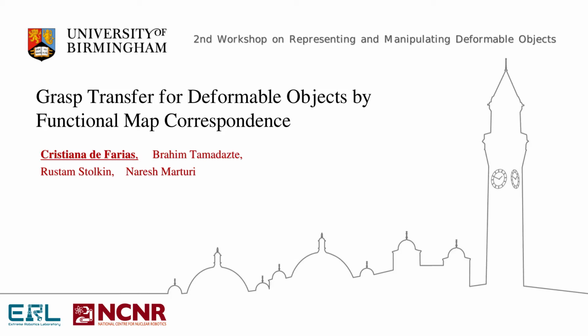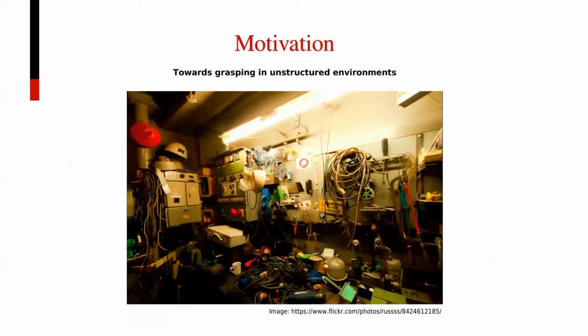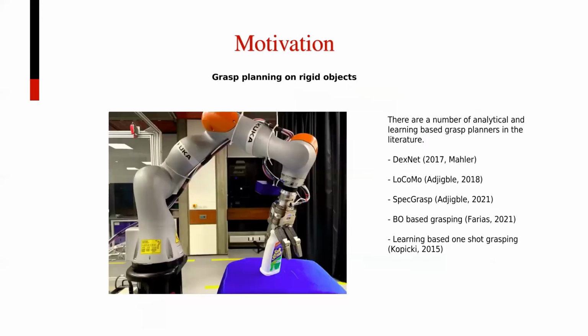Today, I'm going to present our work on grasp transfer for deformable objects by functional map correspondence. The main motivation behind this work is that we want to grasp objects in an unstructured environment, such as the workshop in the image, where there are arbitrarily deformable cables, articulated tools, and rigid objects.